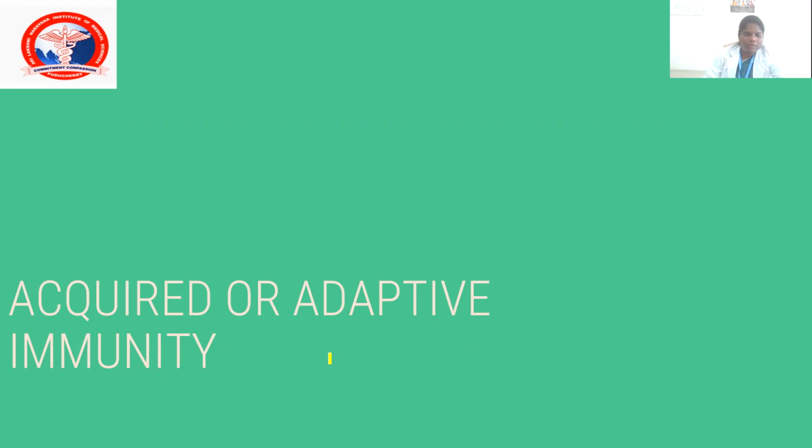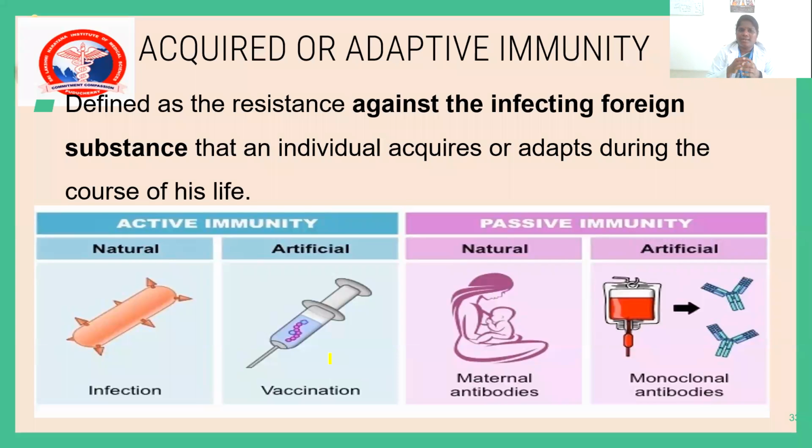This is another important note that you have to understand. Acquired or adaptive immunity, as I already mentioned, is an immune defense against microbes, but the individual acquires or adapts it over a period of life, during adulthood rather than at birth. It is divided into active immunity and passive immunity. Active and passive immunity are further divided into natural and artificial.